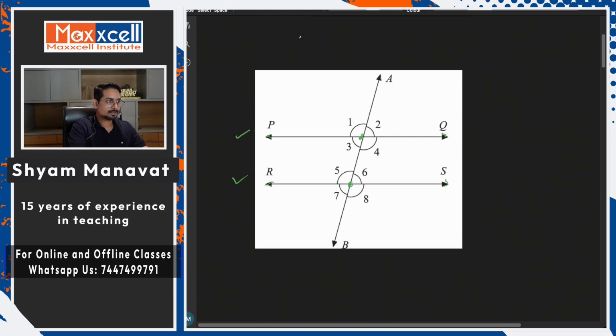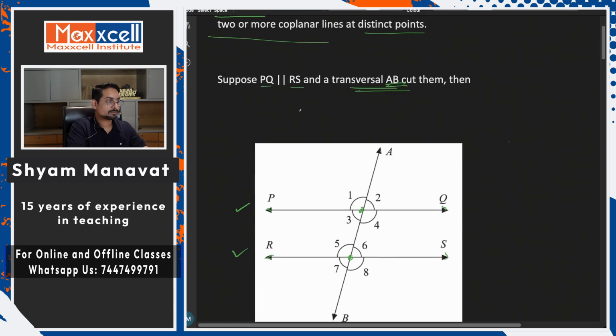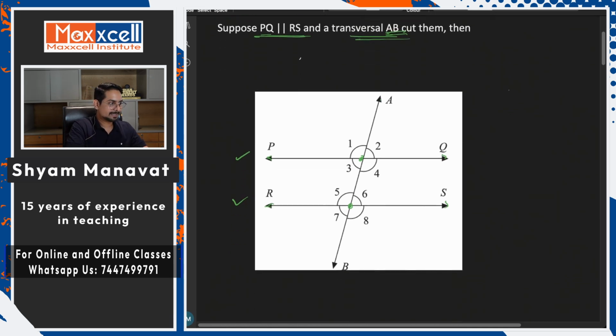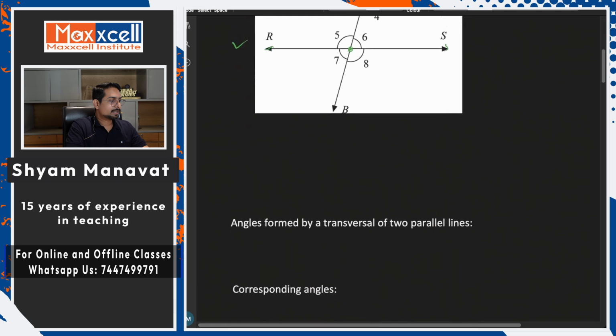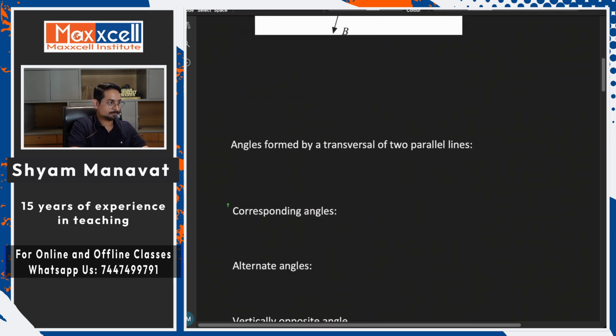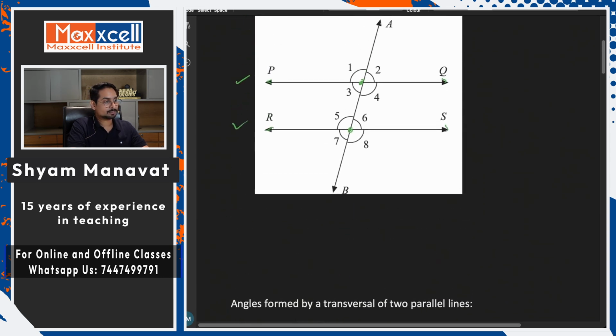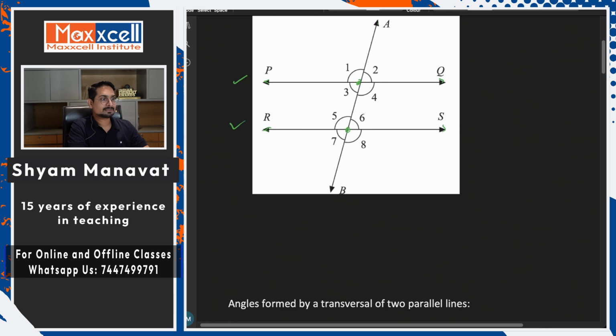So once you have this kind of diagram, a transversal line which passes through two or more parallel lines, in this case only two parallel lines, you get this kind of system. Here you get different angles which are formed. First is corresponding angles. Let's understand what corresponding angles are. If we name these different angles 1, 2, 3, 4, 5, 6, 7, 8, here you have different angles.